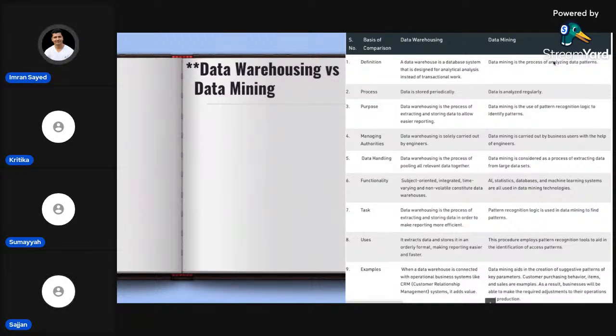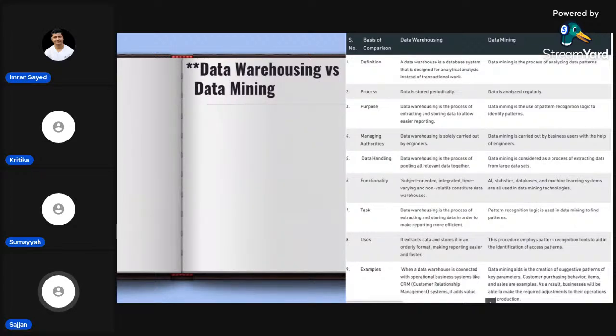So the process is called data mining, and the data itself, which is used for analysis, is called data warehouse. You guys are clear on this? Yeah, got it. Okay, go on. Data is stored periodically. Data is analyzed regularly. Data warehouse is the process of extracting and storing data to allow easier reporting.